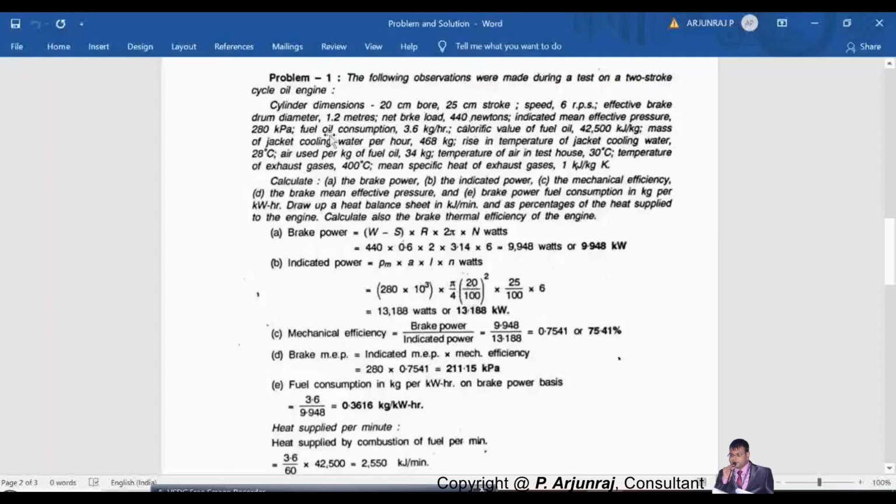Here the diameter D is 20, so you need to convert that into meters. That's why you divide it by 100. Pi by 4 D square, you need to square it.